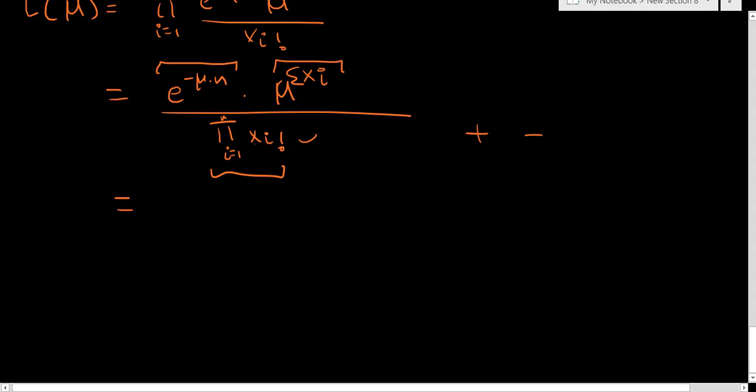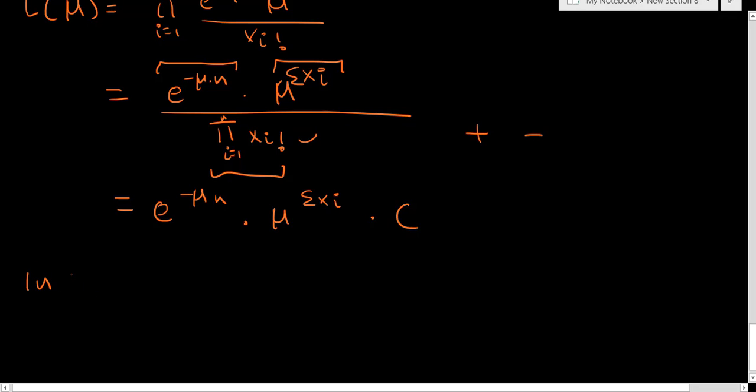So instead of writing this again and again, I will just send it to the constant part. So I can just write this as e to the power of minus mu n into mu to the power of sigma xi into c, that is the constant part, because this does not have any mu terms, and what I need is to differentiate with respect to mu terms. So this constant, when I take a log, would become a separate term which would differentiate to zero, and you'll see how.